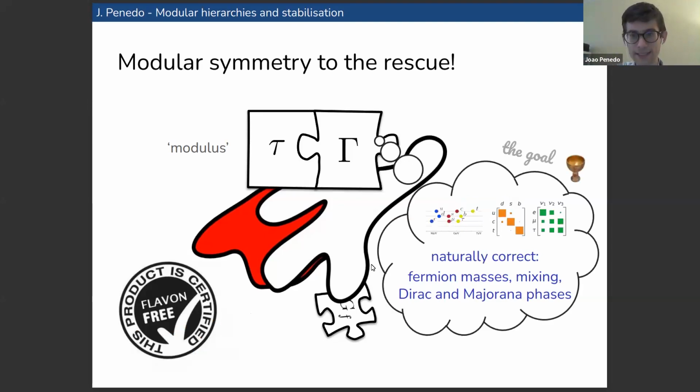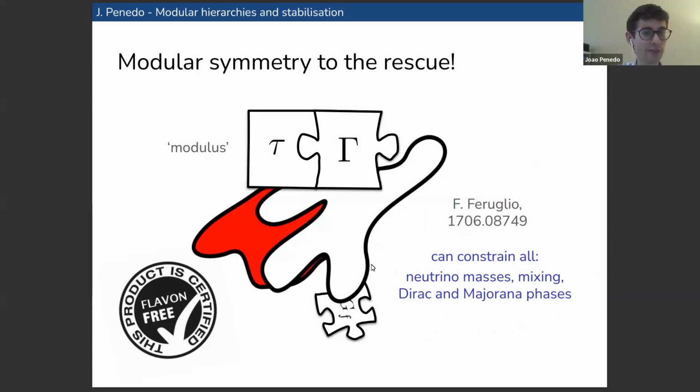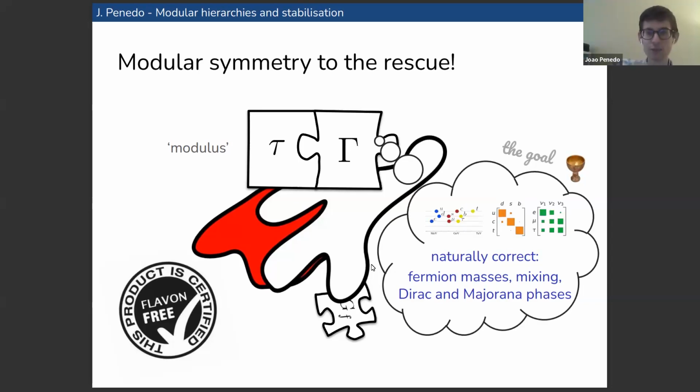And the goal here with these modular symmetries is to get not just the neutrino masses, mixing, Dirac and Majorana phases, but we're really ambitious, and it would be wonderful if we could get naturally the correct fermion masses with their hierarchies, the observed mixing with its peculiarities, and all the CP-violating phases somehow from this kind of scenario. So this is a goal which is not yet achieved, but there are a lot of efforts in this direction. And this is the introduction of the motivation.